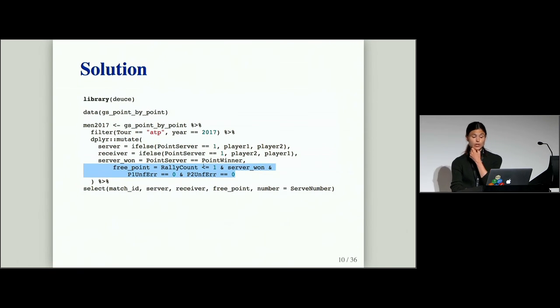The way that works is we look for rally counts that are one or less, because sometimes a service ace is indicated as a zero, when the server won the point and when it didn't involve an unforced error on the part of either player. So that's all that this is doing here. And that effectively is our definition of a free point for the server. Once we have that indicator and our other information about who was serving and receiving, we just select out those variables to simplify the data set.